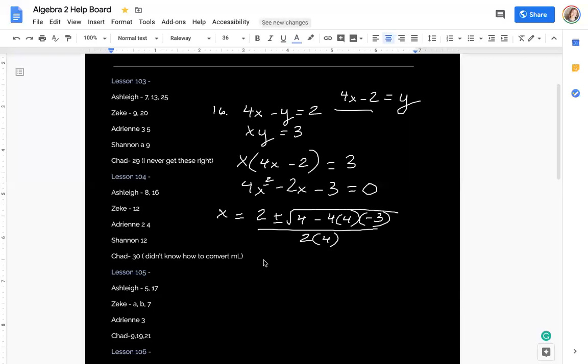I mean, I guess I can go a little bit further. x equals 2 plus or minus the square root of 4. And that's going to be, I'm going to use my calculator, 16 times 3 is 48. So 48 plus 4 is 52.